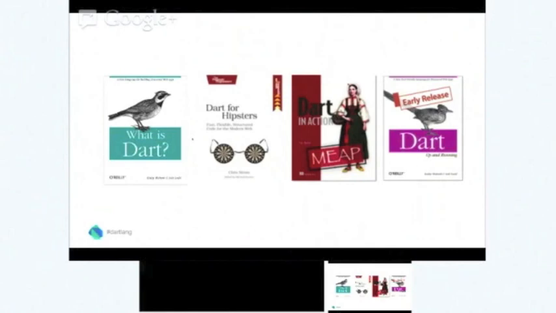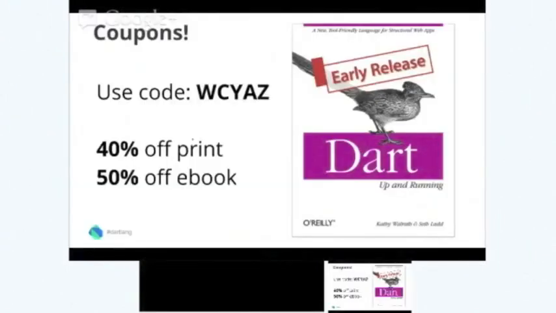You can also, of course, get one of the four books already out about Dart. Of course, Dart Up and Running for ours, but also Dart in Action from Manning, and Dart for Hipsters from Pragmatic Programmers. Lots of different ways if you want to really dive deep into Dart and its libraries and language. Check out some of the books that are already available in early release or published.